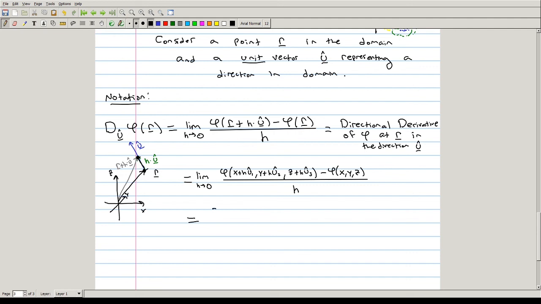Which is just the derivative, the h derivative, sorry, the t derivative of phi of L of t at t equals 0, where L of t is the line r plus t times u hat, or in Cartesian coordinates, it's x plus t times u1, y plus t times u2, z plus t times u3.